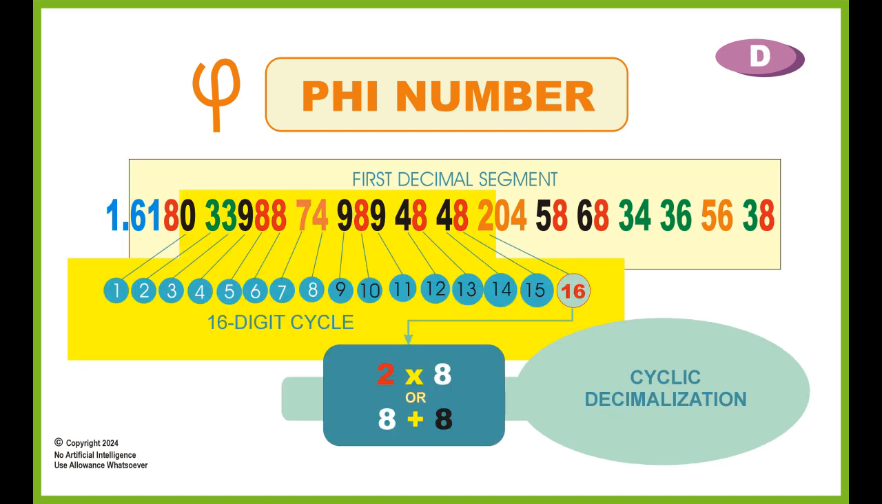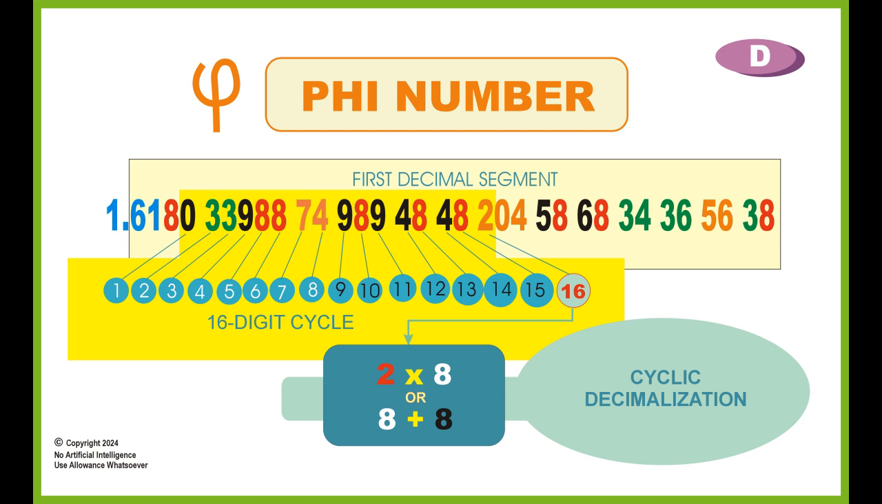Next, notice that there is a segment in the fuller decimal that stretches between two zeros, indicating a cycle. That is highlighted on board D. 0339, 887, 4989 48 48 2. The cycle starts with the first zero in this decimal segment, ending with the digit before the last zero, which is 2. Take the last zero as the start of a new cycle.